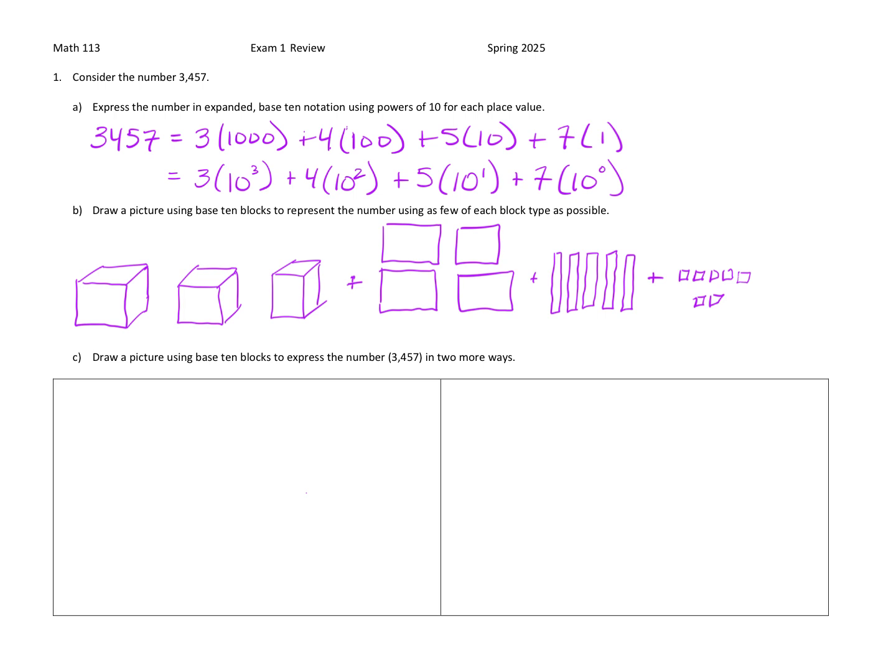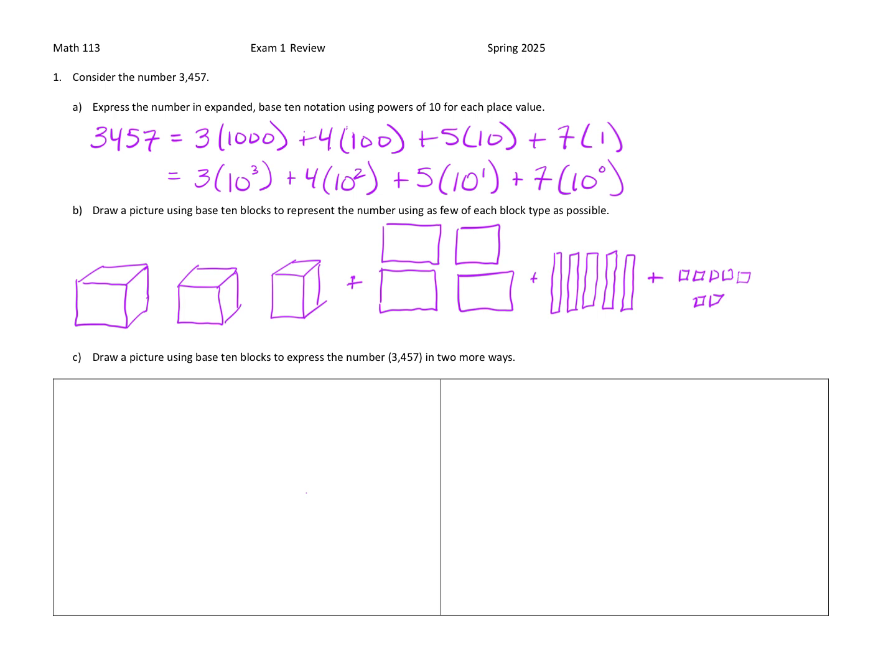Okay, so now I want to draw a picture of this same number, again using base 10 blocks, but differently. Two different ways. And that's going to mean that I'm not going to use as few of each block type as possible. This is the only way to do it with as few blocks as possible. So I'm going to make some trades, right?